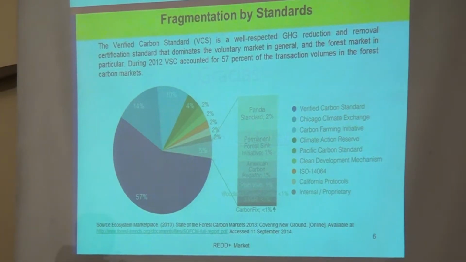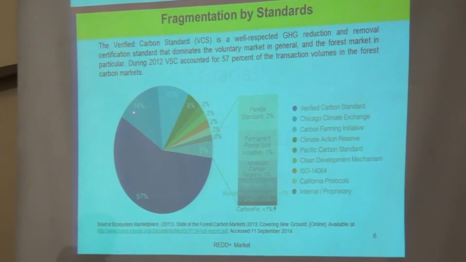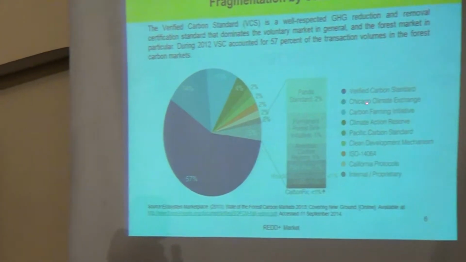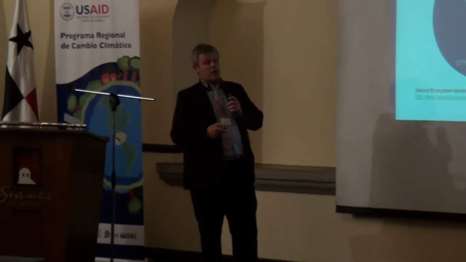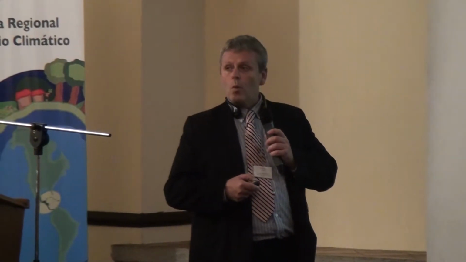Now, if we look at the standards that voluntary offsets use, this is another story of fragmentation. You have the verified carbon standard. In this picture, we have Chicago Climate Exchange, which is now closed. There's some carbon farming initiative, which is interesting because it's out of the Australian scheme, and I'm not sure what volumes there will be going forward. And there are other standards here. But the dominant standard is VCS. So you have a lot of fragmentation, but there is a dominant standard.